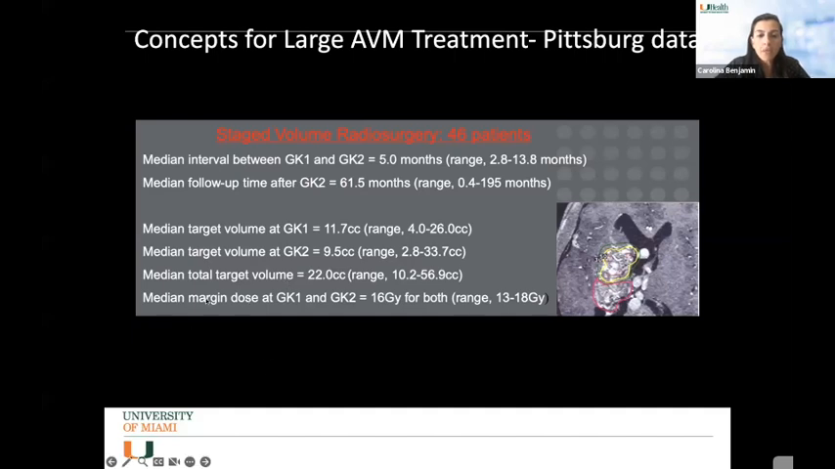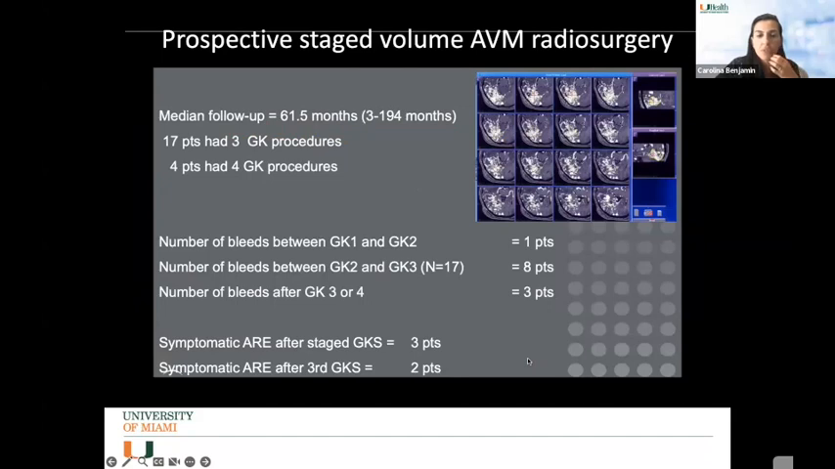And again, median margin dose, look at that, 16 gray, and the UCSF study was 17 grays. So 3 patients had symptomatic adverse reactions after staged radiosurgery, and then 2 patients had it after a 3rd stage. Number of bleeds between the first gamma knife and the second stage was 1 patient. Number of bleeds between the second and the 3rd stage were 8 patients. So there are going to be patients that are going to be bleeding in that latency period. So that's important to sort of know.